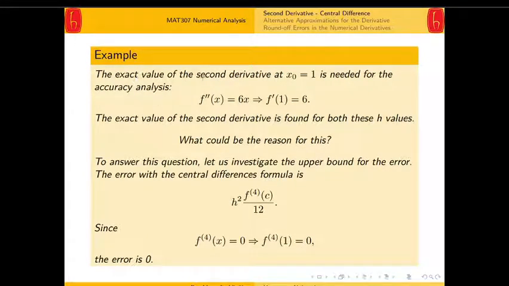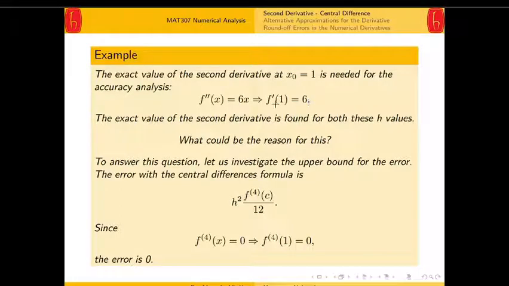The exact value of the second derivative at x naught equals 1 is needed for the accuracy analysis. So if we take the second derivative of x cubed, this will be 6x. And when we substitute 1 for x naught, we obtain that the second derivative is equal to 6.